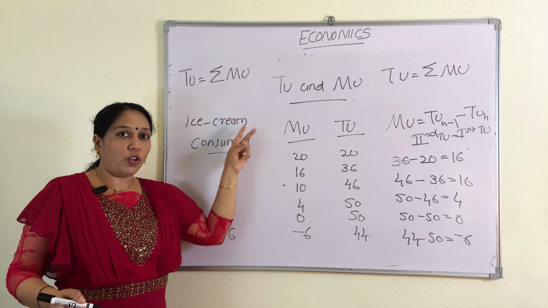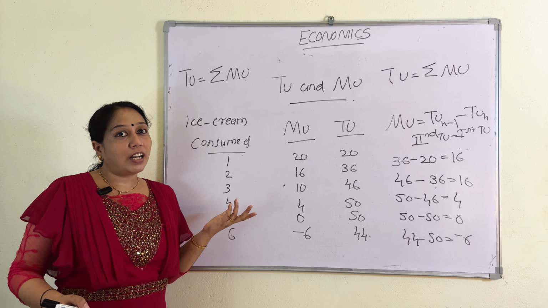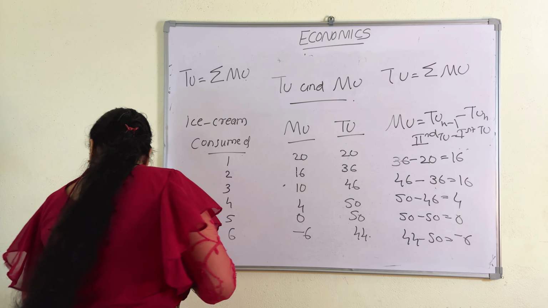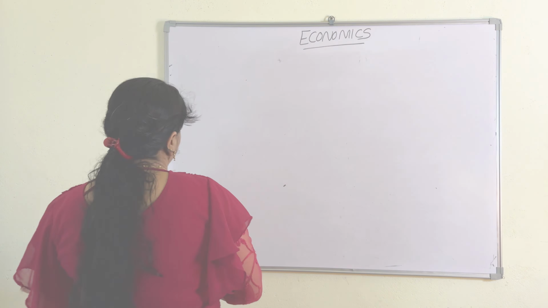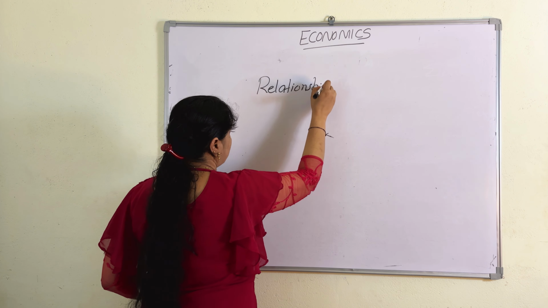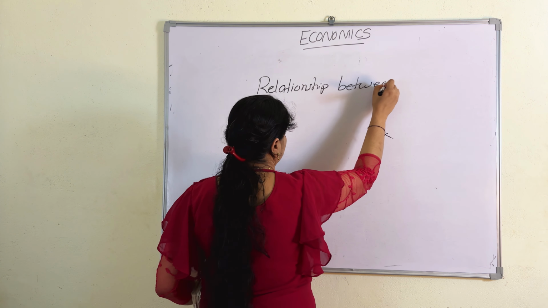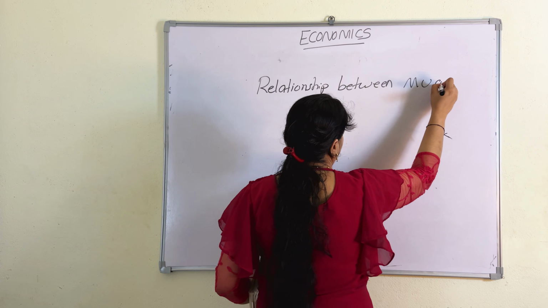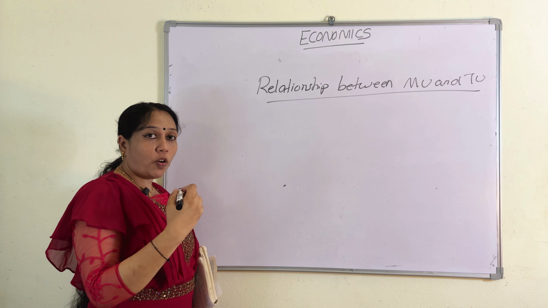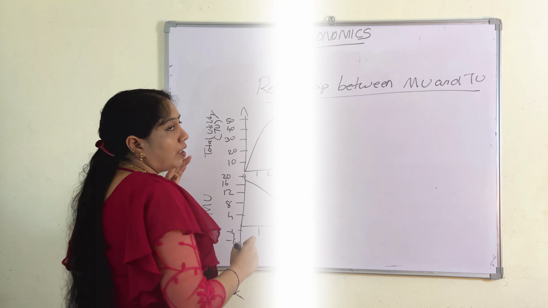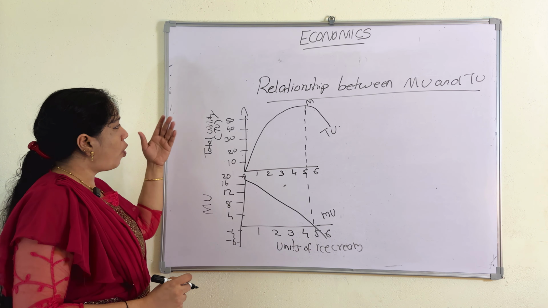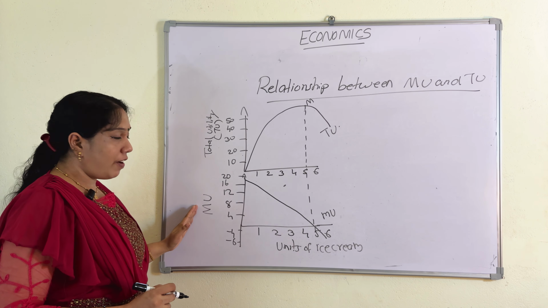I think everyone understood the TU and MU schedule. Now we will study the diagram and the relationship between total utility and marginal utility. Relationship between marginal utility and total utility, or total utility and marginal utility. Here you can see that the units of ice cream are measured on the x-axis and total utility and marginal utility are measured on the y-axis.